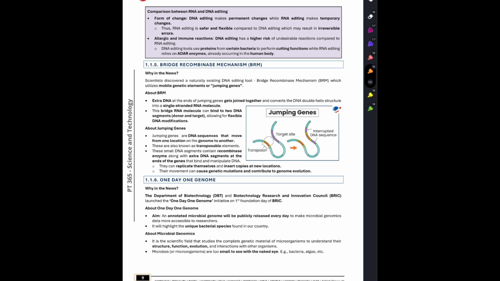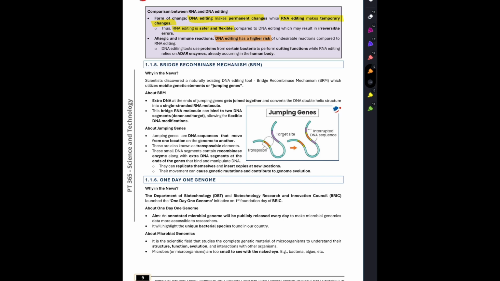Comparison between RNA and gene editing. Form of change: DNA editing makes permanent change, whereas RNA editing makes temporary change. Thus, RNA editing is safer and more flexible compared to DNA editing, which may result in irreversible errors. Allergic and immune reactions: DNA editing has a higher risk of undesirable reactions compared to RNA editing.